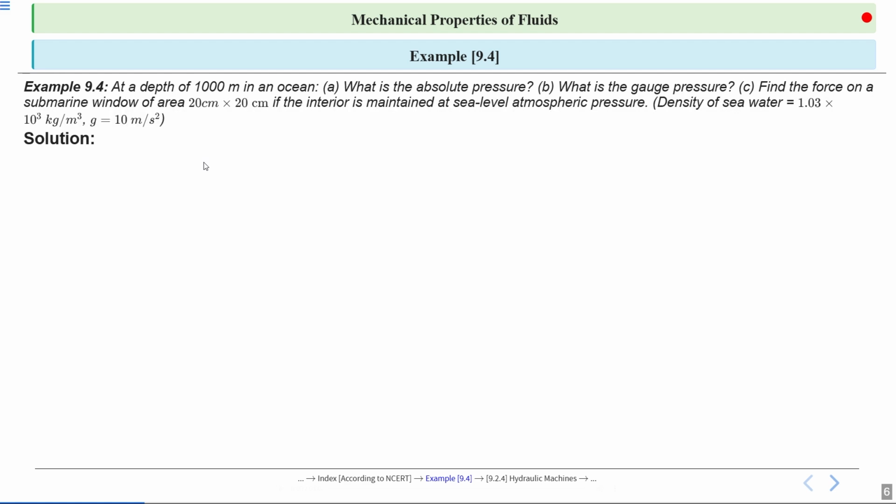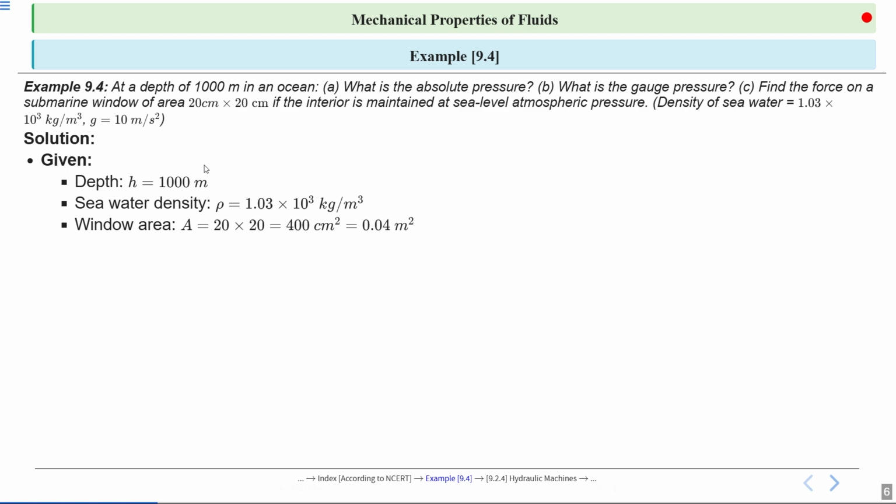Let's see the solution. So let's start by identifying what is given in the problem. We have a depth of 1000 meters in the ocean. Sea water density rho equal to 1.03 into 10 raised to the power 3 kilogram per meter cube. And window area A equal to 20 into 20, so it will be 400 centimeter square.